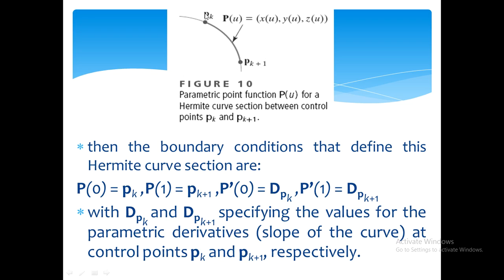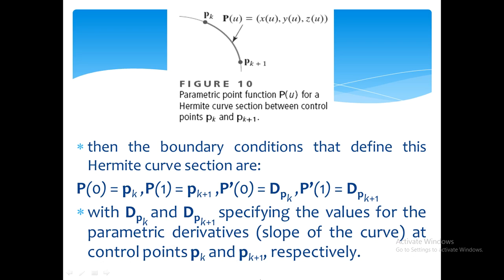Then the first derivative, P'(0), is Dpk. Then the first derivative at u equal to 1 is Dpk+1. These four conditions this has to satisfy, with Dpk and Dpk+1 specifying the values for the parametric derivatives, the slope of the curve at control points pk and pk+1 respectively.